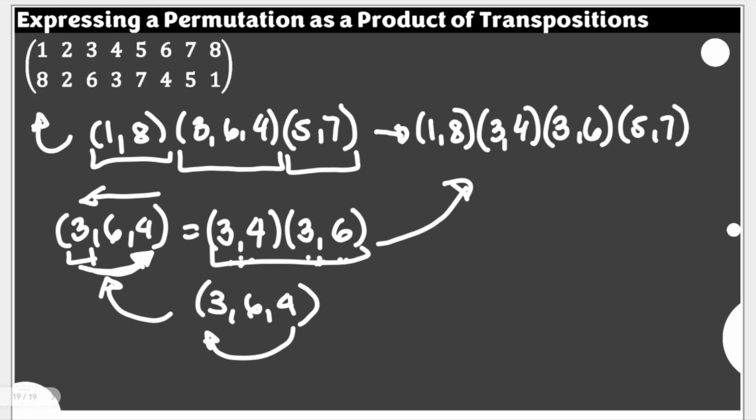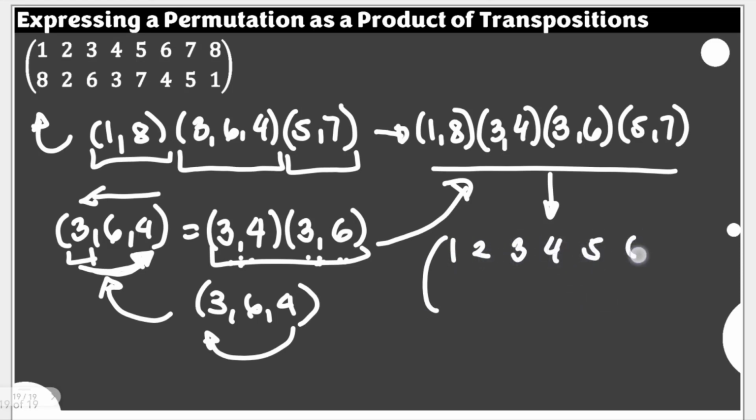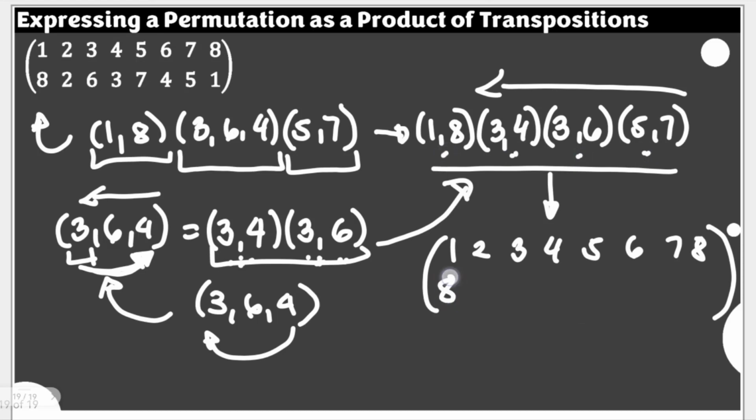Let's check if that is the case. Let's take the permutation with all of these 4 transpositions in S8, with elements 1, 2, 3, 4, 5, 6, 7, and 8. Let's start from right to left. 1 is mapped to 1, 1, 1, and finally to 8. For 2, it is mapped to 2 every time, so we have 2.